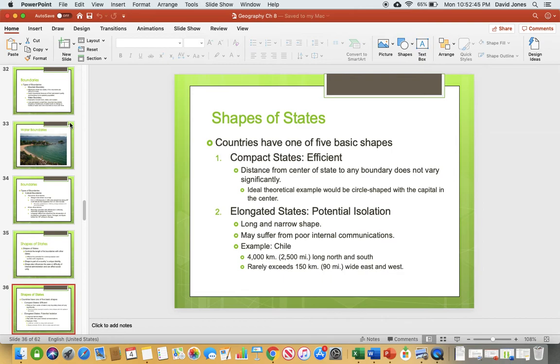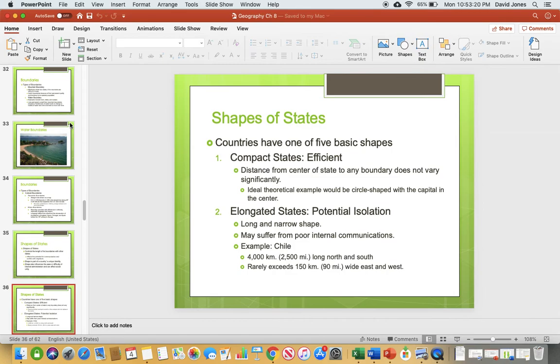Elongated states are long and skinny, so this would be Chile. The big problem that they used to have prior to the advent of new technology was that it was really hard to communicate. If you look at Chile, it's 2,500 miles long and only 90 miles wide. So if your capital was, let's say, in the north, about 100 miles from the northern border, you would be 2,400 miles from your southern border. So that's a long way away. Even the United States, with Washington, D.C. being in the east, prior to airplanes or easy transportation, it was very hard to get from the west to the east. It took a long time to be able to do that.